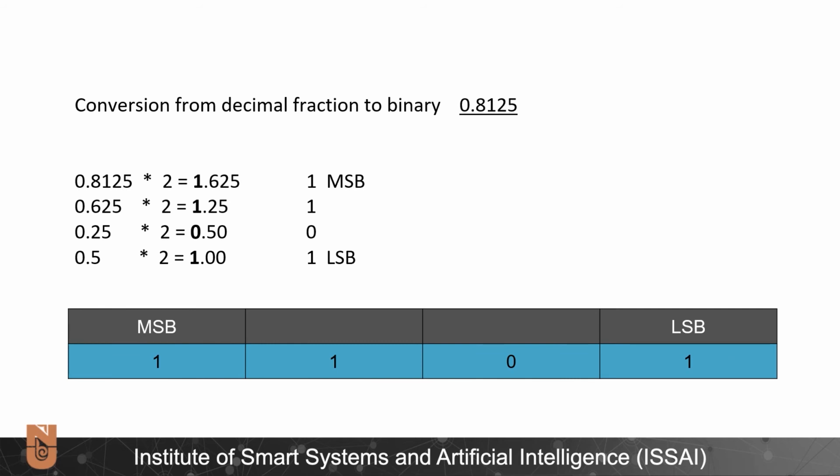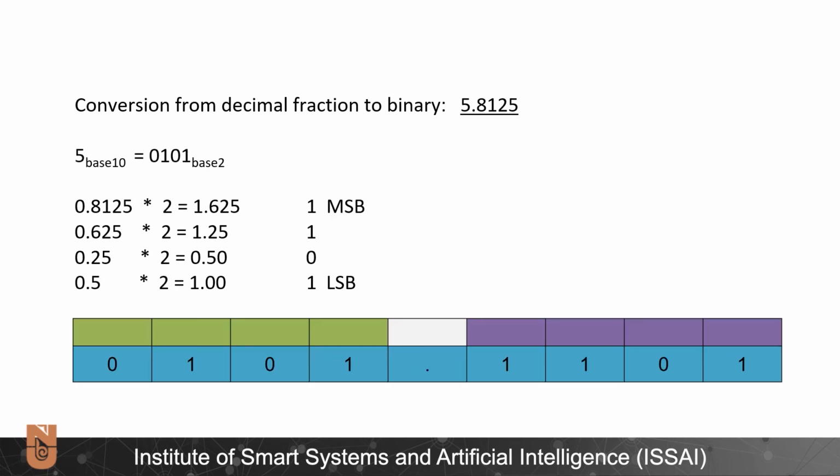Furthermore, we multiply by 2 the fraction part of the result. Here, the fraction part is 0.625, and multiplying it by 2, we have 1.25, and we write out the 1. Furthermore, we multiply the 0.25 by 2 and write out the 0. And then we multiply the fraction part, which is 0.5, by 2, and got the 1. Since we don't have any fractional parts, we stop here. When writing the binary from the significands, we first write the most significant bit. And we got 1, 1, 0, 1 as a result.